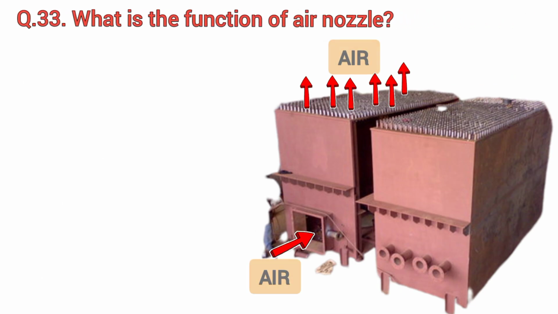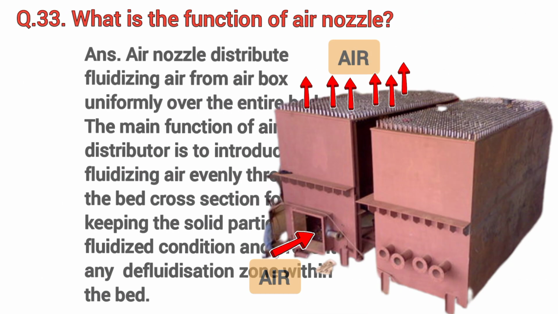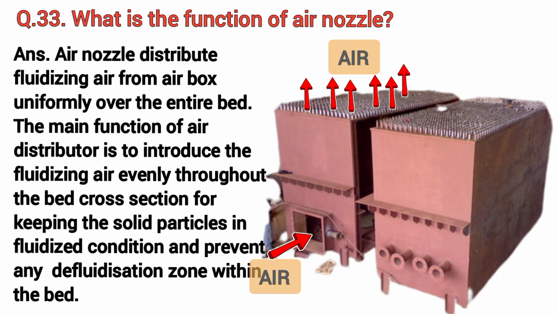What is the function of air nozzle? Air nozzles distribute fluidizing air from the air box uniformly over the entire bed. The main function of the air distributor is to introduce the fluidizing air evenly throughout the bed cross-section for keeping the solid particles in fluidized condition and prevent any defluidization zone within the bed.